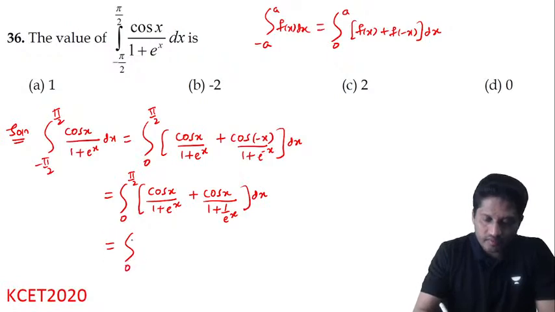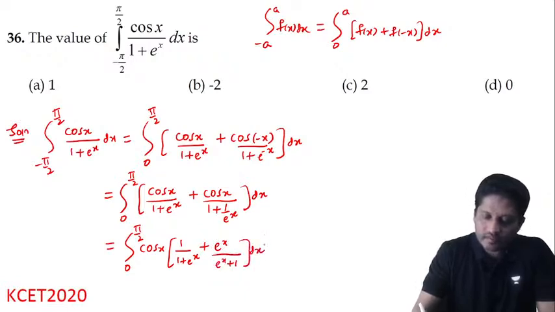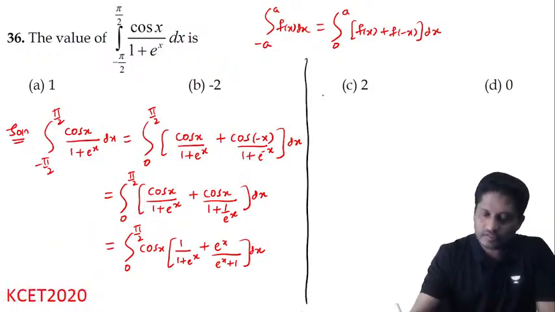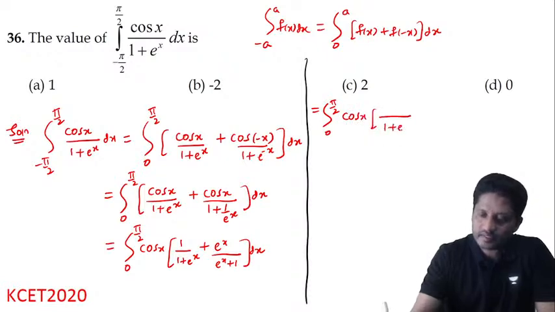Right, now this is 0 to pi by 2. I take cos x common. Left out is 1 by 1 plus e power x, plus e power x goes to the numerator, e power x divided by e power x plus 1, and then dx. Okay, now this is equal to 0 to pi by 2 cos x. Right, LCM is 1 plus e power x. Denominators are the same, numerators can be added, 1 plus e power x dx. So this will cancel. Okay, integration of cos x is sin x between the limits 0 to pi by 2.